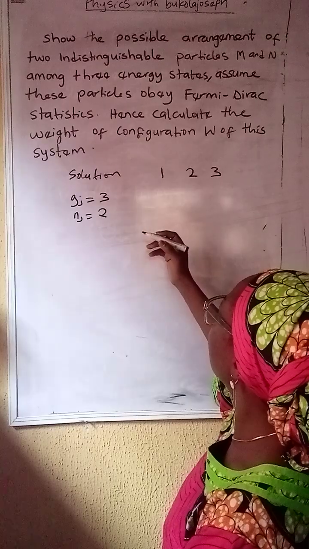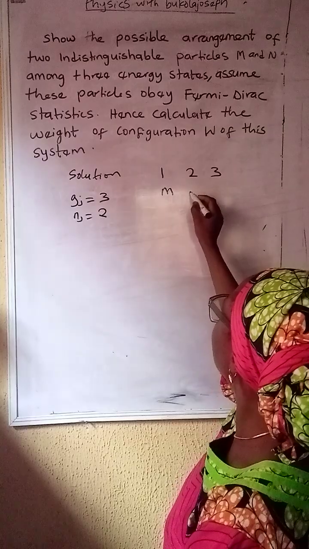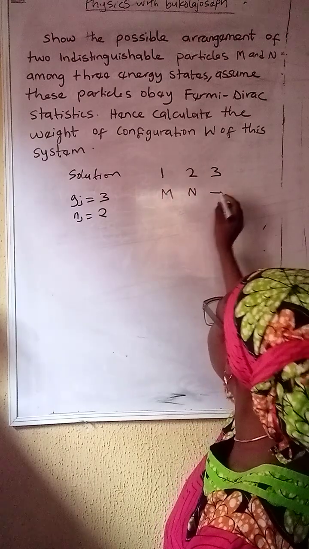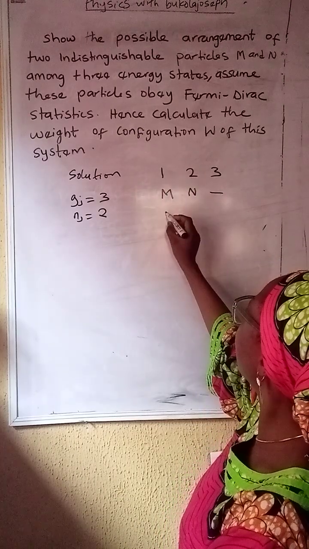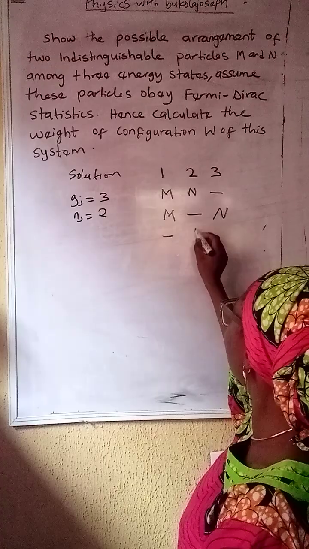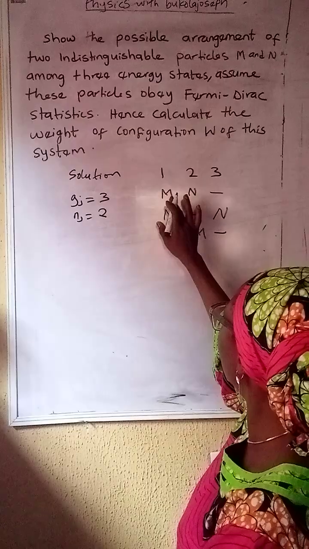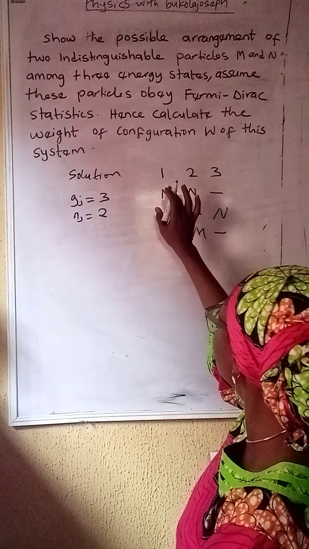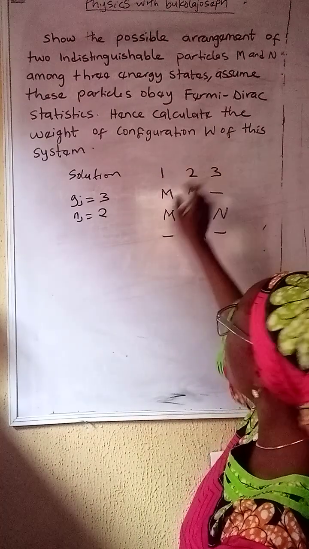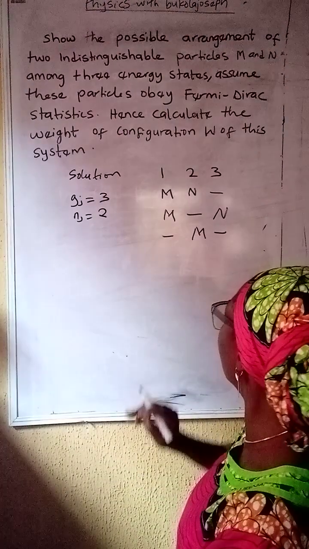Now this obeys the Pauli's exclusion principle. So we have M N dash, let me use capital letter M, dash, and I hope you are seeing what I'm doing. Then we'll be having M dash N, and then we have dash M N. So you can see that you can't have two of them on the same energy state. You can't have MN on the same energy state, because Fermi-Dirac obeys the Pauli's exclusion principle.